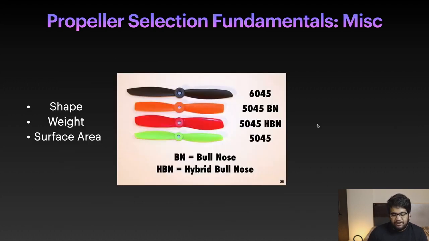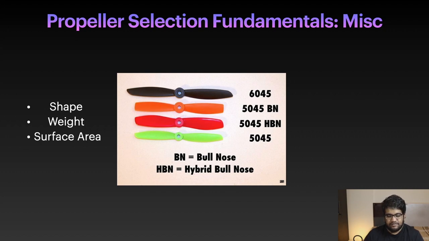So moving to the last section of propeller selection fundamentals, there are also different things that affect the overall propeller selection, and these are shape, weight, and surface area. Of course, the more the surface area, the more air it will cut, the more thrust it will generate, but again, more amperes it will consume, and less flight time you will get.